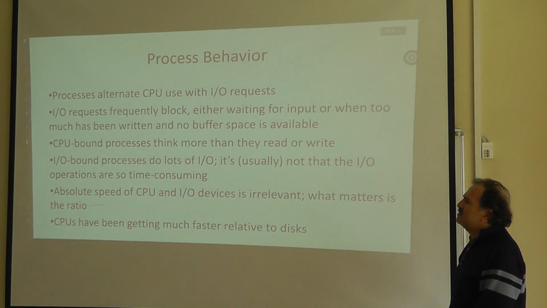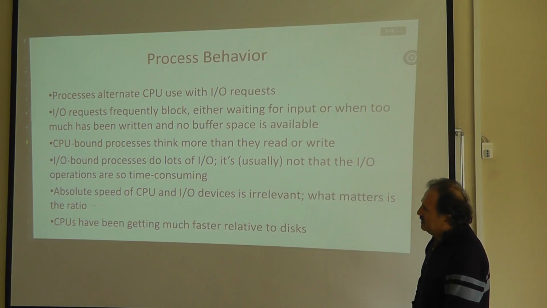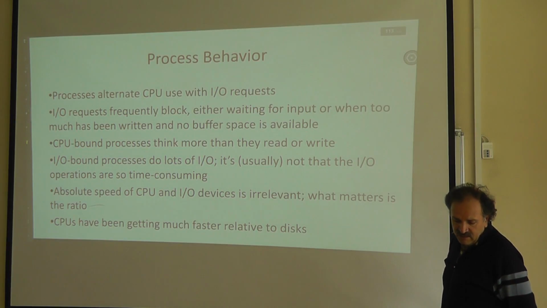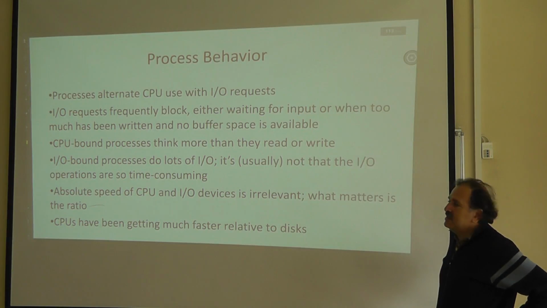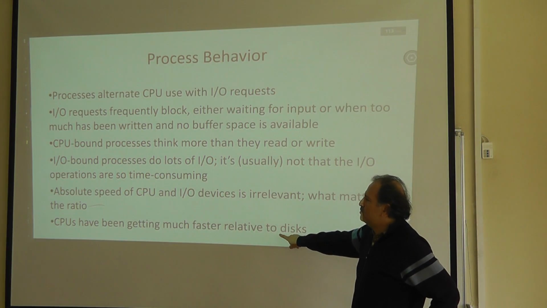Okay, so the absolute speed of the CPU and I/O devices is irrelevant. We don't care about it when we are doing the scheduling. What matters is the ratio of the speed differences. CPU is much faster than the I/O devices. We know that. The ratio of the speed difference is what matters when you are doing the scheduling, not the absolute speed of the CPU or I/O devices. And most of the time, this is the main rule.